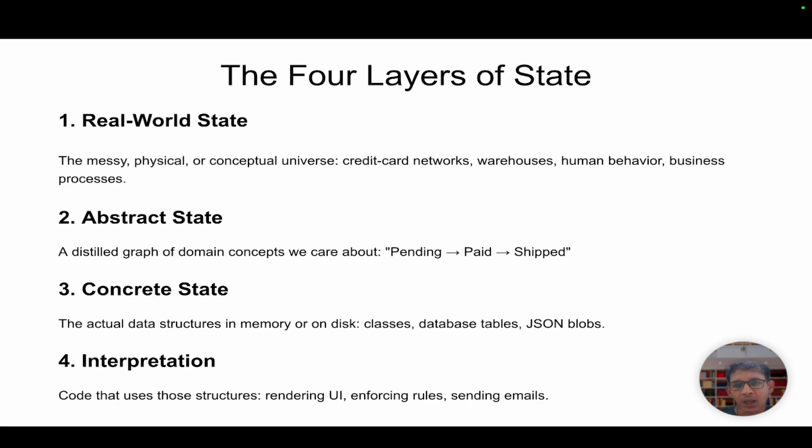Here's my rule of thumb for healthy state modeling. Aim for a one to one mapping between your abstract state and your concrete state. When you achieve this, interpretation becomes a mechanical consequence rather than a complex, compensating dance around inconsistencies in your model.